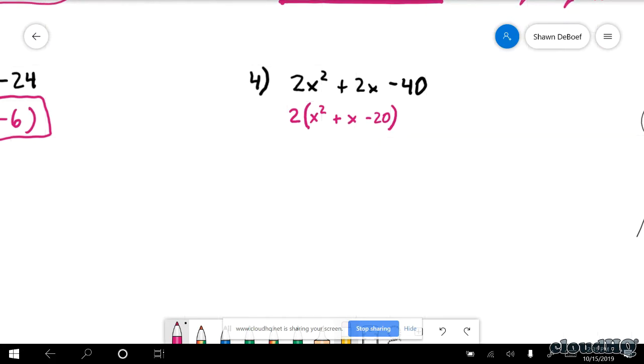And in this case, I can factor again. I no longer have a lead coefficient on my x squared, so I just have x and x. And I need two numbers that multiply to negative 20 that add to 1. So we get a positive 5 and a negative 4. And there's our factors.